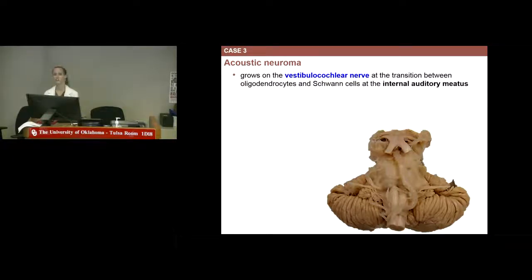It grows on the vestibular cochlear nerve at the internal auditory meatus, where we hand off from oligodendrocytes, say, okay, Schwann cells, take it away for myelination. So here's the vestibular cochlear nerve on this brainstem. What's this little structure right here? That's right, flocculus. Can we see the nodulus here? No, because we'd have to cut the brainstem off.